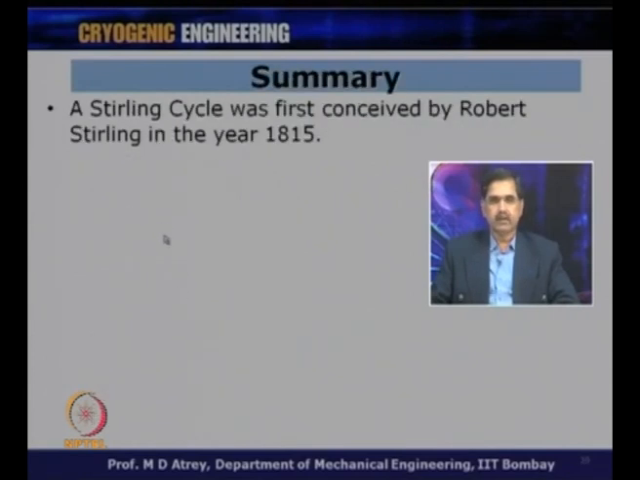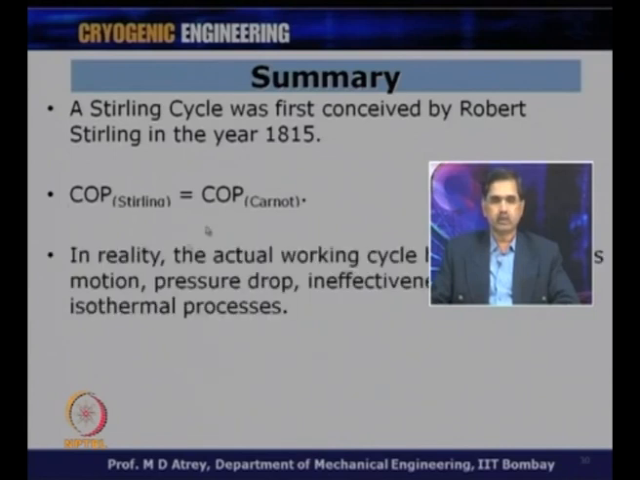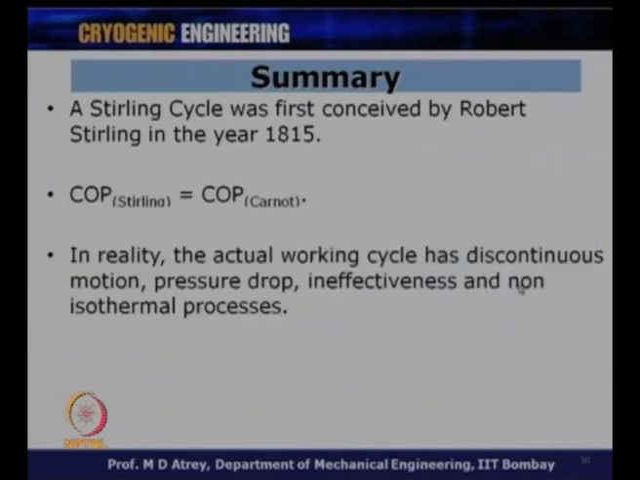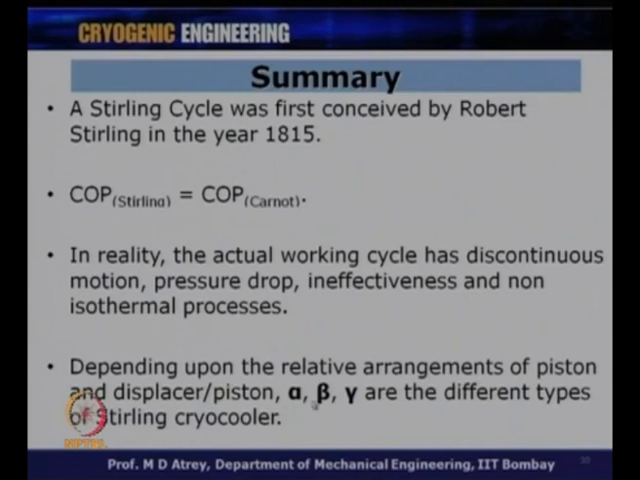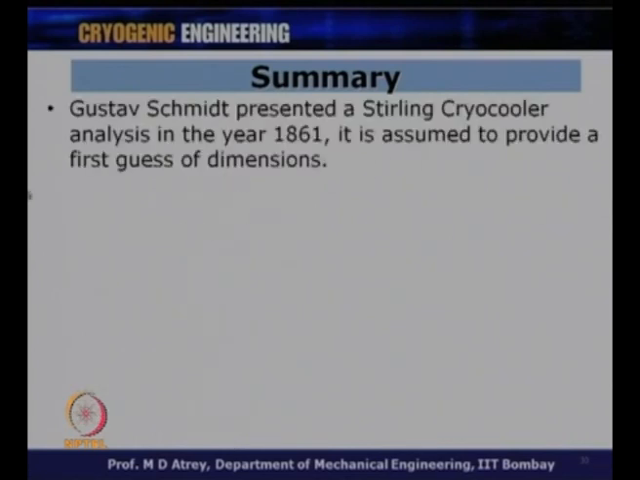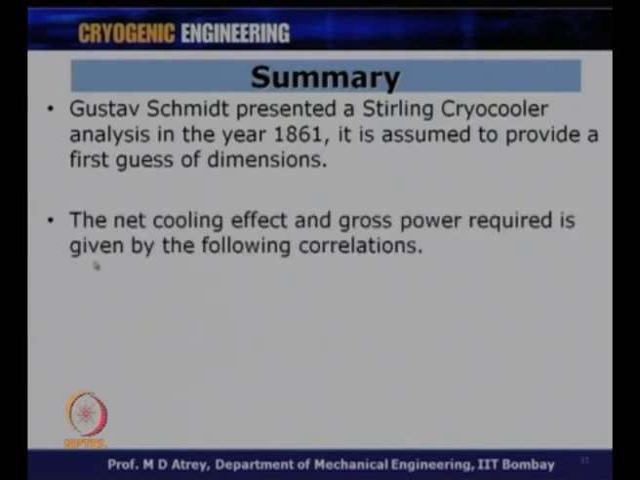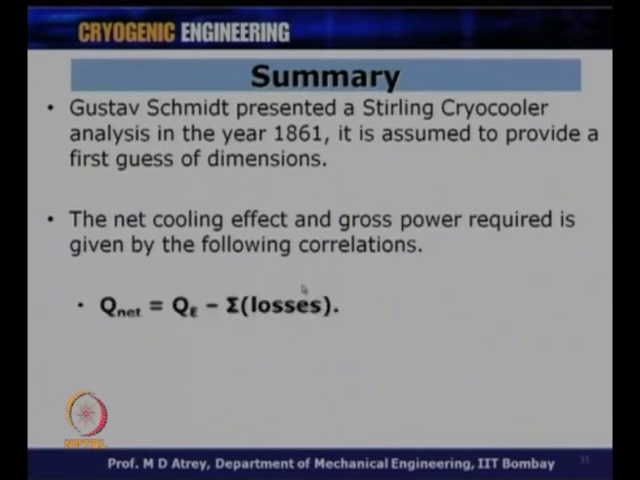In summary, I will write the summary of this lecture. The Stirling cycle was first conceived by Robert Stirling in the year 1815. We know that COP Stirling is equal to COP Carnot. In reality, the actual working cycle has discontinuous motion, pressure drop, ineffectiveness and non-isothermal processes. Depending on the relative arrangement of the piston and displacer piston, alpha, beta and gamma are different types of Stirling cryocoolers. Smith presented a Stirling cycle analysis in the year 1861. It is assumed to provide a first guess of dimensions. The net cooling effect and gross power input are given by the following correlations: Q net is equal to QE minus sigma losses, and W total is equal to WT plus sigma losses.